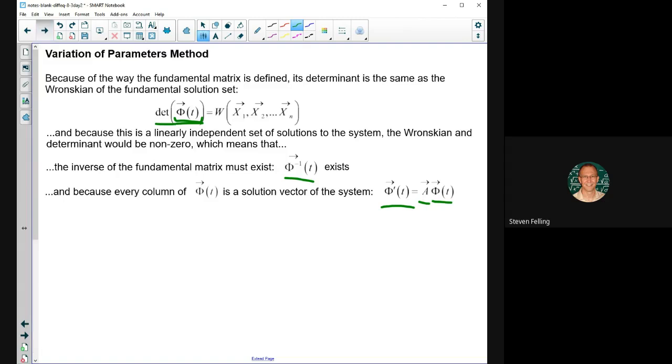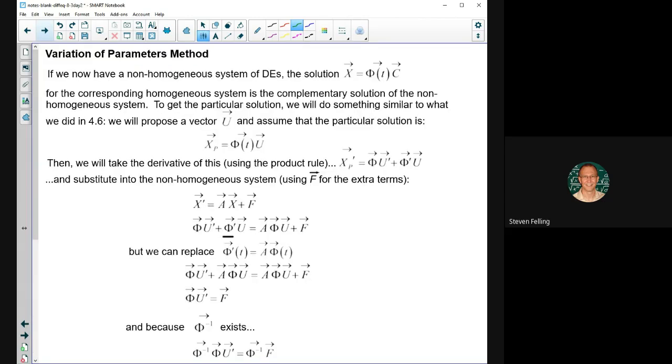Okay? All right. So if we now have a non-homogeneous system, the solution for the corresponding homogeneous system is the complementary solution of the non-homogeneous system. To get the particular solution, we're going to do something like we did back in 4.1. If you recall, we had a function which had a complementary solution in some form, like C1 e to the negative x plus C2 e to the 2x or something like that, right?